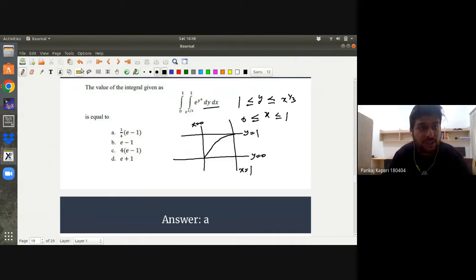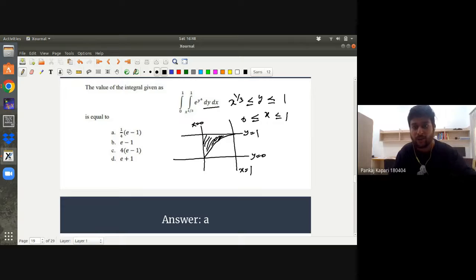Oh no, there's a little bit of a mistake here. So the upper limit is 1 and the lower limit is x to the power 1/3. Okay, y varies between this. This is the range of y. So this is the function y equal to x to the power 1 by 3, and this is y equal to 1. So this is the region of integration.